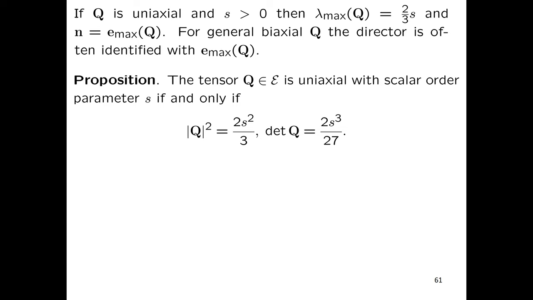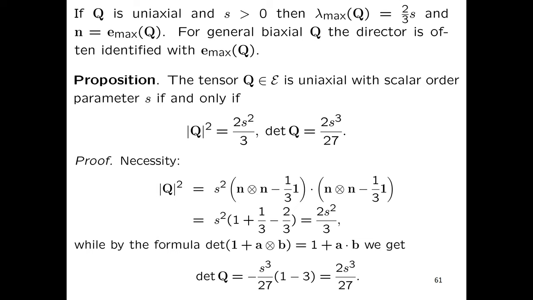So this is a little proposition which tells you when a Q is uniaxial with scalar order parameter S: it is so if and only if the norm of Q squared is 2S squared over 3 and the determinant of Q is 2S cubed over 27. So why is that so? Necessity: well, let's compute the norm of Q squared. It's S squared times the dot product of N tensor N with itself, which is S squared, for N tensor N dot N tensor N is 1. Then a third, the identity dotted with the identity is 3, so that gives a third, and then you get minus a third, minus another third from the cross terms. So that's 2S squared over 3.